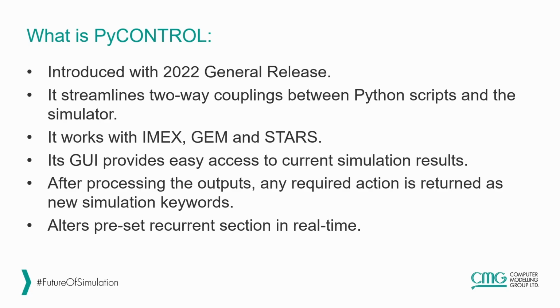It comes with a GUI that gives you easy access to the current simulation results. Once you've done all your analysis of the data and analyzed the current simulation outputs, the code has to decide on the right reaction. Those reactions are converted in the form of reservoir simulator keywords, and they're passed back to the simulator in real time. So by appending those keywords in the recurrent section, we can alter the simulation progress in real time.